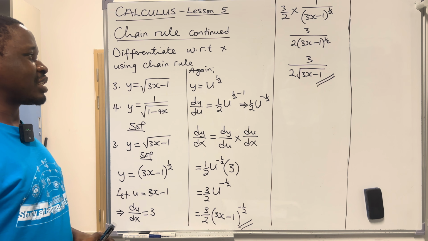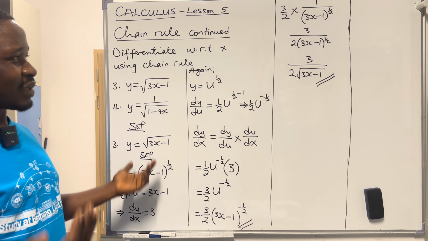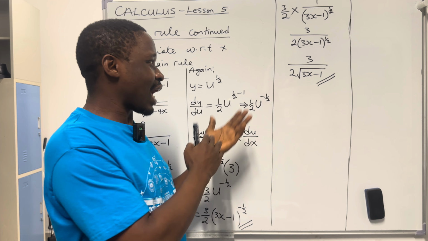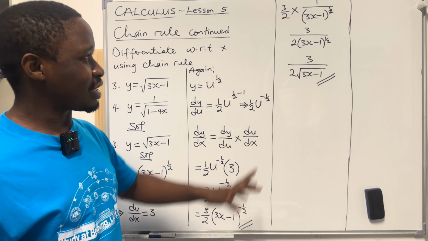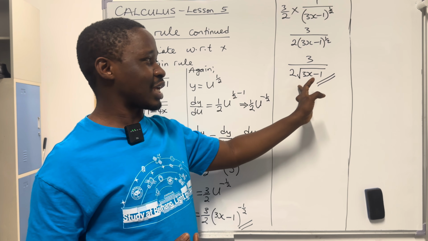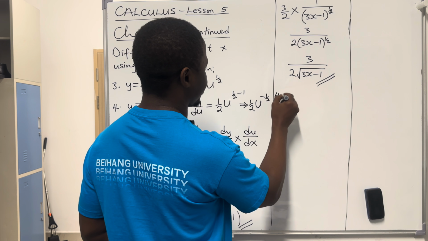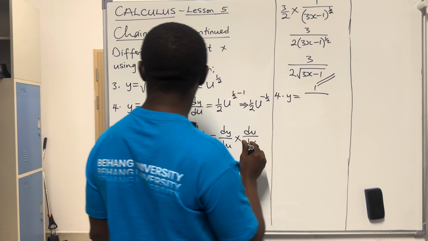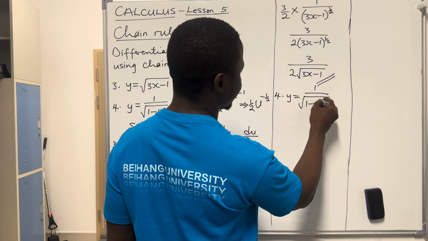So sometimes, if you are given a question like this, some teachers, even if they don't give a condition, want you to get to this point. So it is advisable you get to this point. But if you stop here, it is correct. You stop here, it is correct, and as well as here. So let's see the fourth problem. y equals 1 divided by the root of 1 minus 4x.